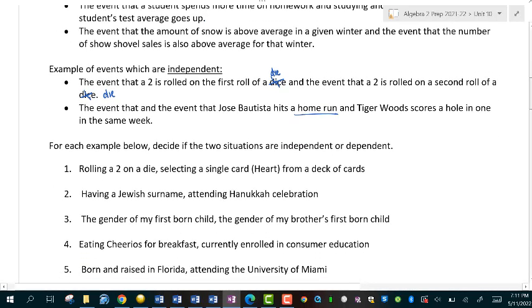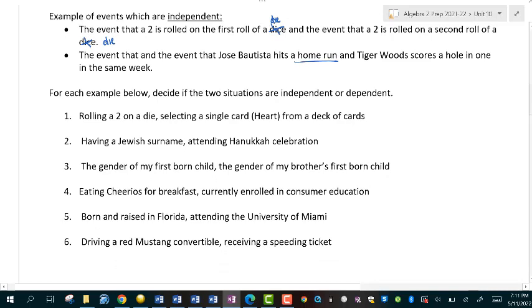There's a few more examples down here. I'll go through the first few, and then I want you to try the last few. Rolling a 2 on a die and selecting a single card, let's say a heart, from a deck of cards. If you roll a die, that should not impact the probability of getting a heart when you're selecting cards. So these would be independent events. Having a Jewish surname and attending a Hanukkah celebration. If you have a Jewish surname, there is a higher chance, not necessarily given, that you also attended a Hanukkah celebration. So these would be dependent events.